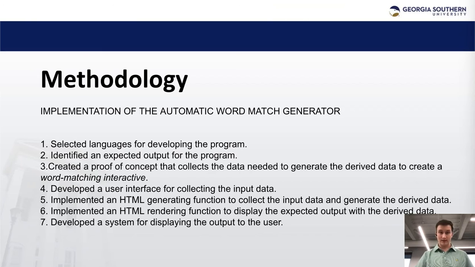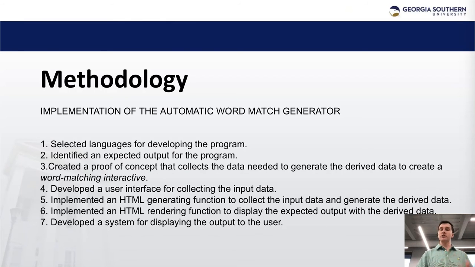So now we'll discuss the implementation of the automatic word match generator. So we selected languages for developing the program, then we identified the expected output for the program. Then we created a proof of concept that collected the data needed to generate the derived data to create a word matching interactive. Then we developed a user interface for collecting this input data. We implemented an HTML generating function, which was used to collect input data and generate the derived output data.